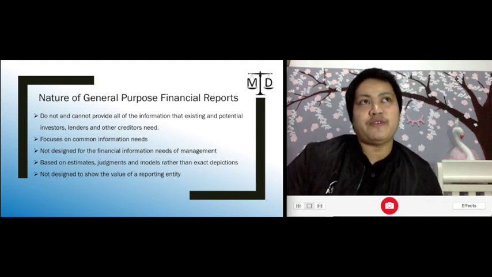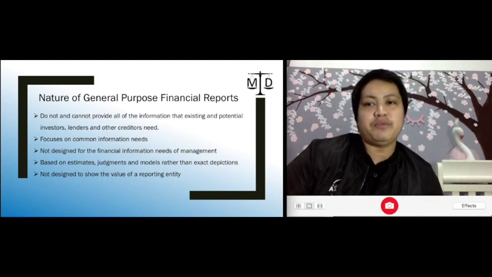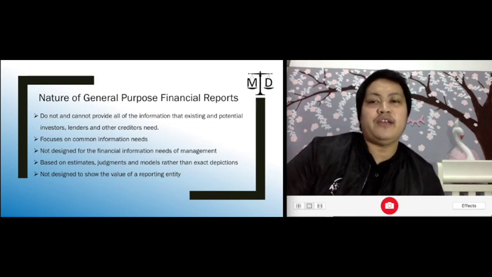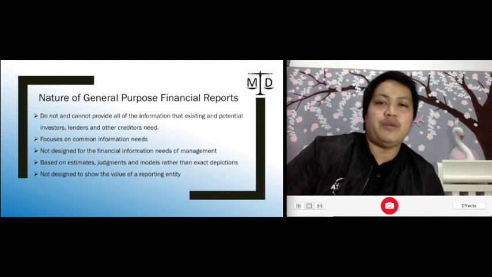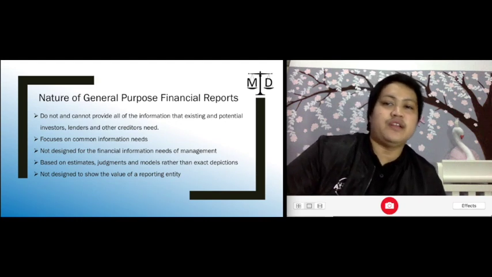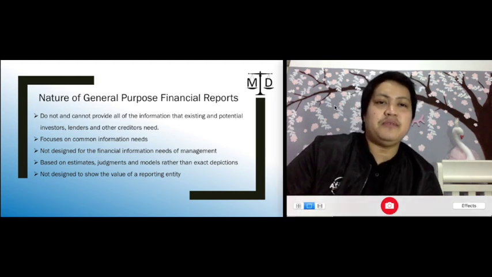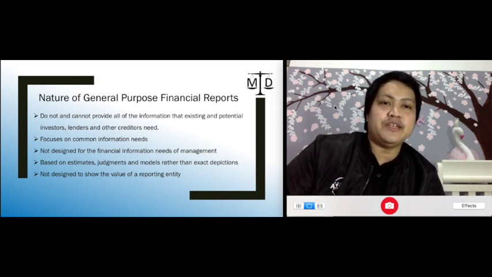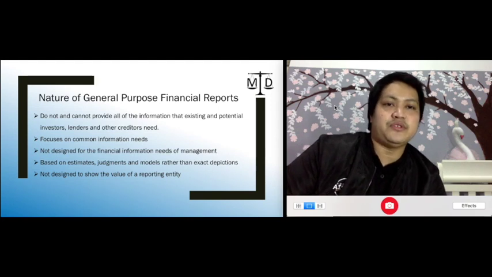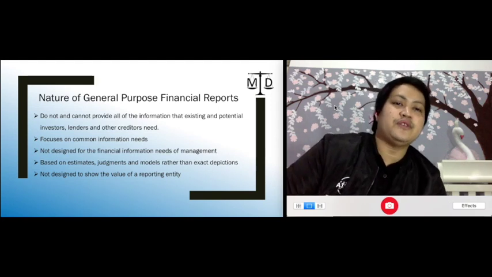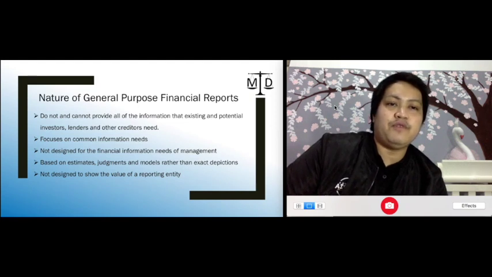So, as to the nature of our general purpose financial reports, it is important for us to remember that our financial reports do not and cannot provide all of the information needs of our existing and potential investors, lenders, and creditors. Aside from it being very costly, it may simply be too time consuming if we prepare our financial reports in a way that it will address all the concerns or needs of our primary users. Another reason is that it is very difficult for us to anticipate the specific information needs of our primary users for a particular period of time.